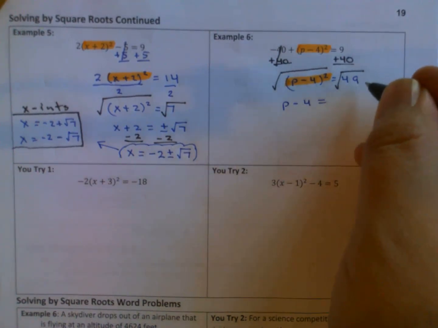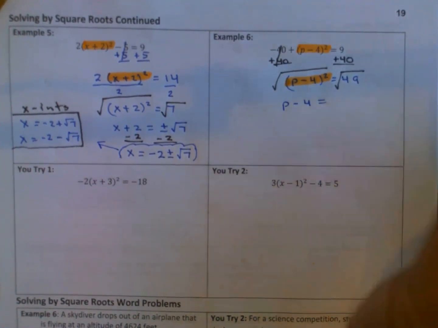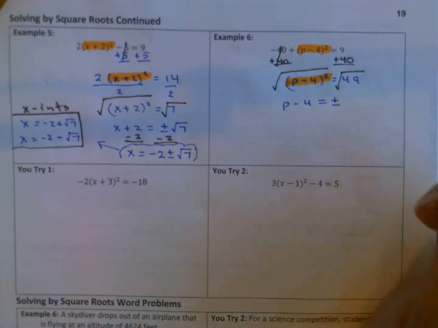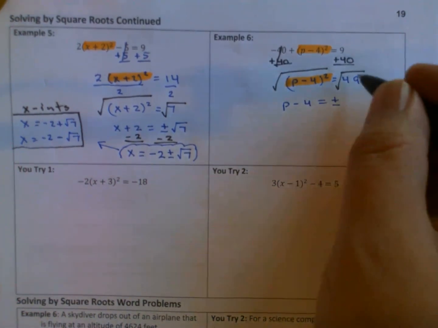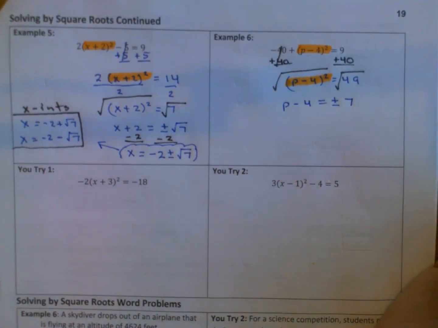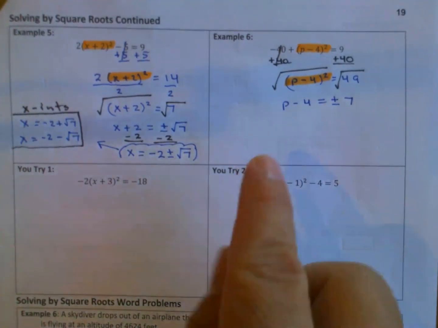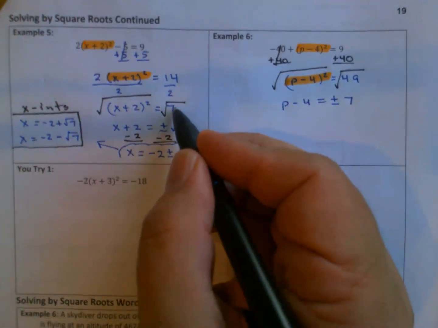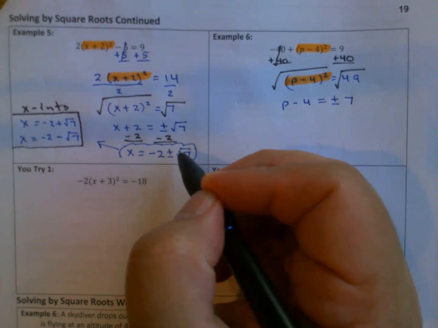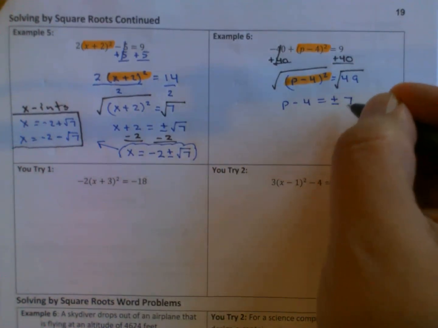Don't worry about this yet. If you're already thinking about, oh, it's 7, you're doing it wrong. Remember, you have to have two answers. You have to bring in the plus or minus. And then the square root of 49, well, that's just 7. So there's a 7. Now, last time, that 7 was stuck in a radical, so I didn't worry about it because I couldn't do anything with it. But this one, there is no radical.